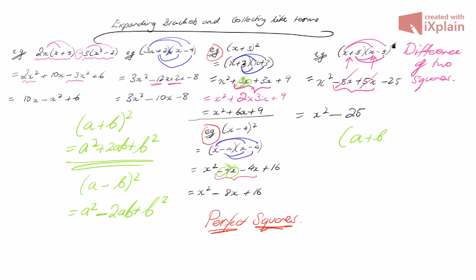If you see two brackets and they're exactly the same except one bracket has a positive and one bracket has a negative, the general rule for that is take the first term and you square it, and then you take the second term and you square it.